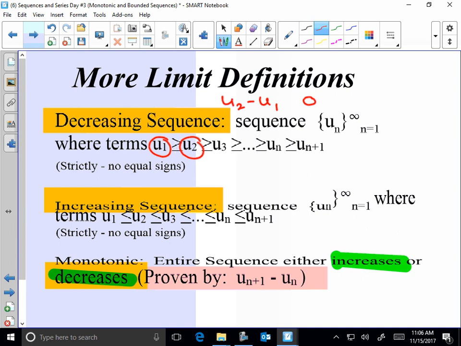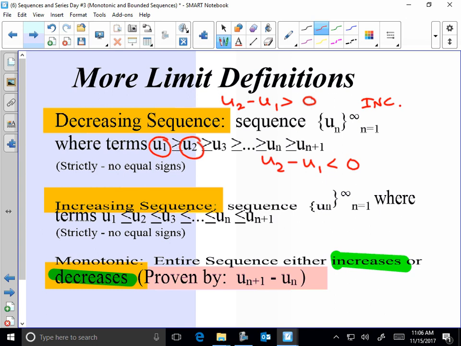how would this have to be related to 0 in order for it to be increasing? Which one would be larger? Term 2 would be larger, right? If term 2 is larger than term 1, then the sequence would be increasing. So if I go from 1 to 3, 3 minus 1 is 2, it's positive, therefore it's increasing. So I flip it around. What if this is negative, less than 0? Well, then it's decreasing.